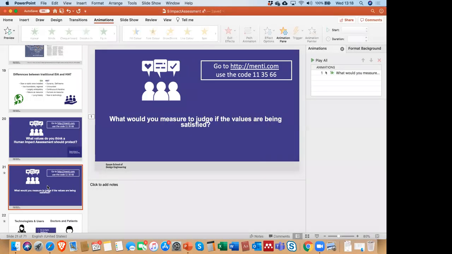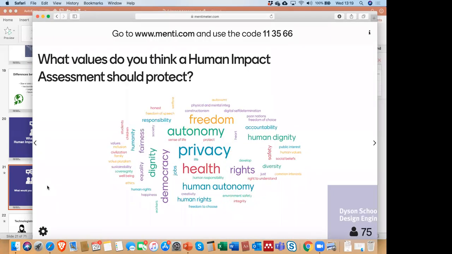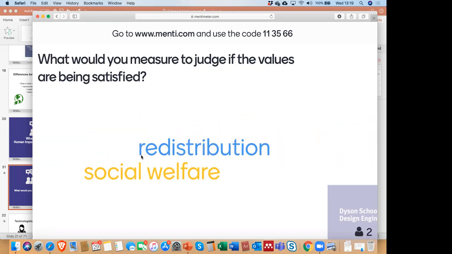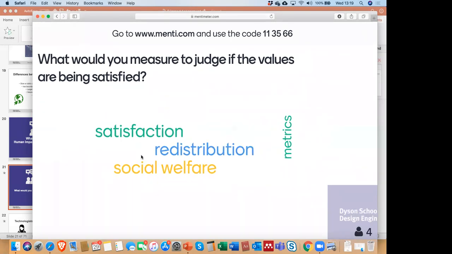So let's do one more. What would you measure to judge if the values are being satisfied in a system that you want to assess? Specific measures, right? Because we have the values, but if you want to create legislation to determine if a system is supporting these values, how will you actually measure it? This is particularly useful for engineers who have to build software systems. What are the metrics that you would use?